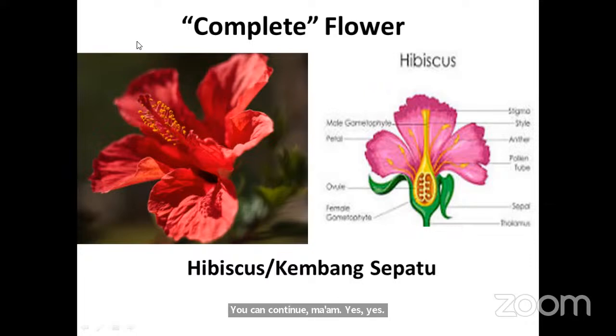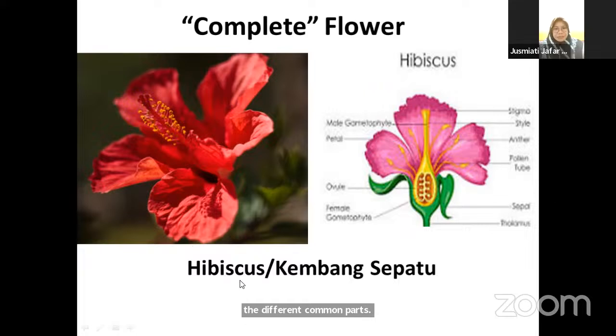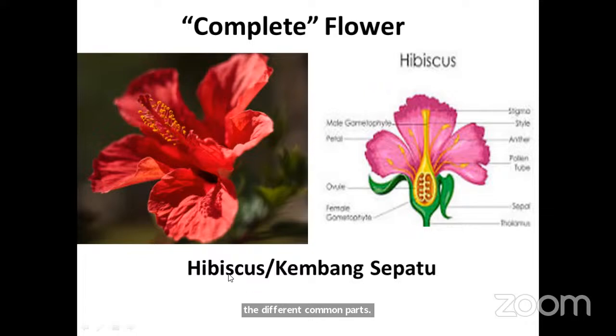Okay, so going back on the different classification according to part present. I said a while ago, we got two classifications according to part present. It's either complete or incomplete. So when we say a complete flower, it contains the different common parts, like the sepals, petals, stamen, and the carpel. So all of those are present in the flower. We call it complete.